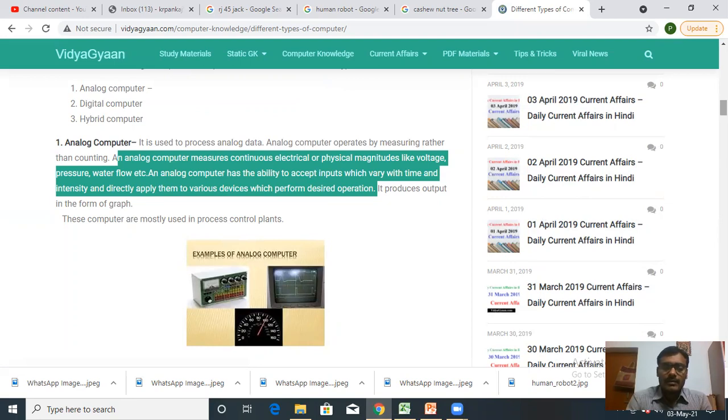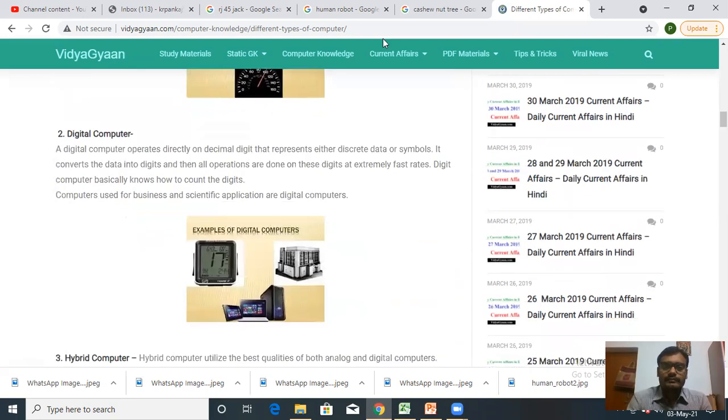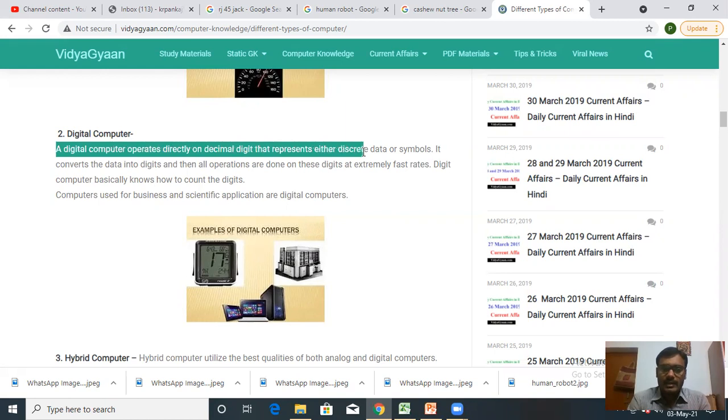Okay. Now coming to digital computers. A digital computer operates directly on decimal digits. It operates directly on decimal digits that represent either discrete numbers or symbols. Means this computer works on discontinuous data. Data is in discrete form. Data is not continuous. And these computers work on numbers.